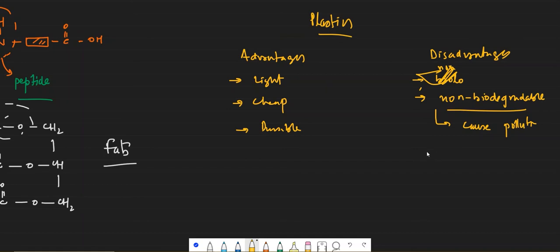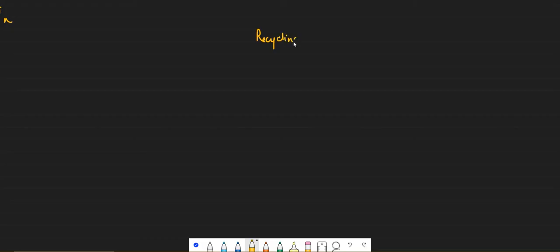Another disadvantage is that if you try to get rid of them by burning, they release toxic fumes on heating. So let's talk about recycling of plastics. Recycling plastics also has certain advantages and disadvantages. It's just the theory part. You can even write some of them by common sense.